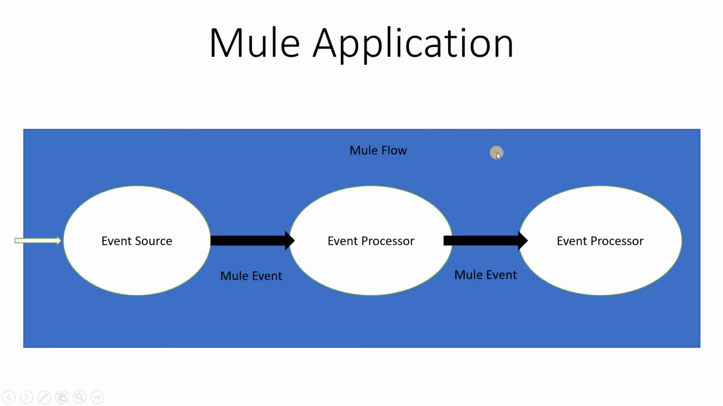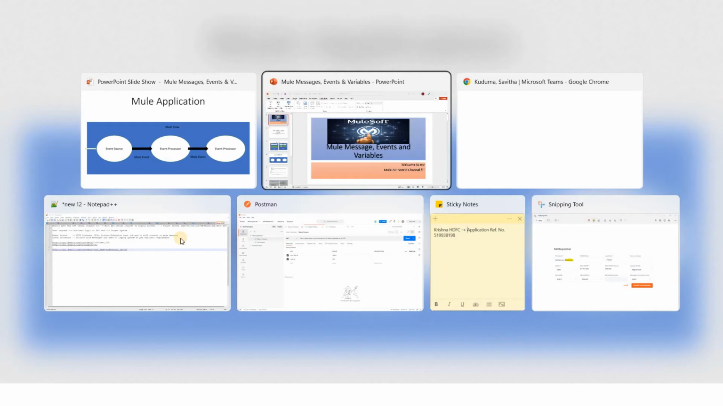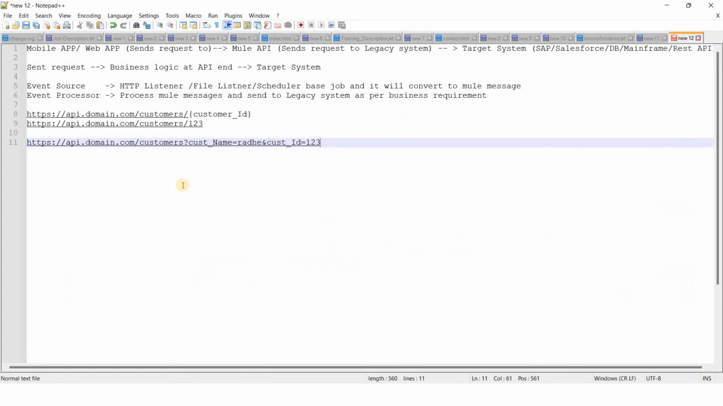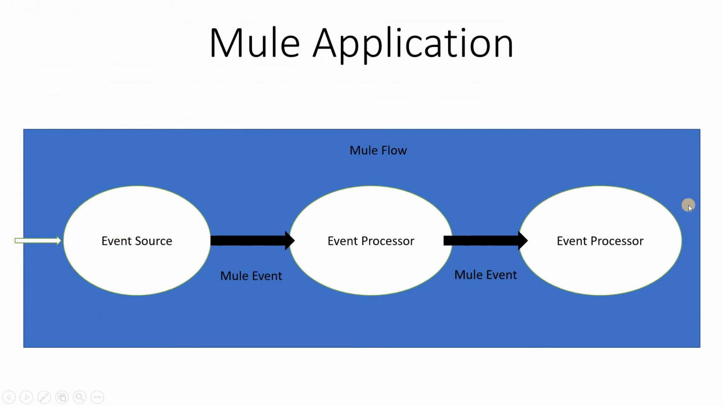First let me explain about the Mule applications, event and processor. Basically you can consider this as your Mule application, and you are getting a request from a source system to the Mule API. Let me give one example. Let's say your Mule API is triggered by some source system, such as a mobile app or web app that sends the request to your Mule application.